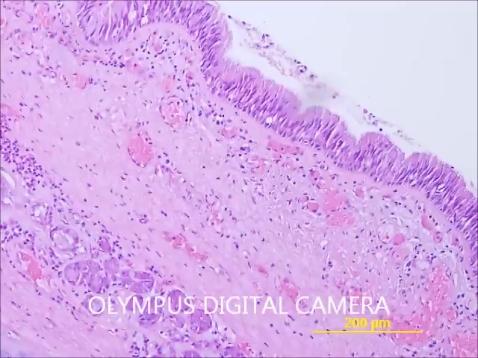You should note that adjusting the condenser diaphragm alters the depth of field. For example, closing down the diaphragm increases the depth of field, that is, what is in focus at any one particular time, but decreases the amount of light. Please check this for yourself.